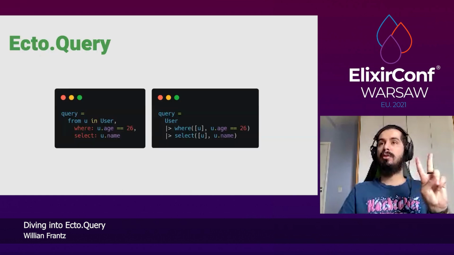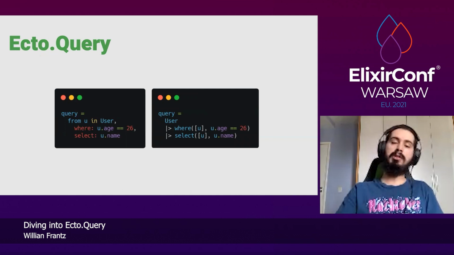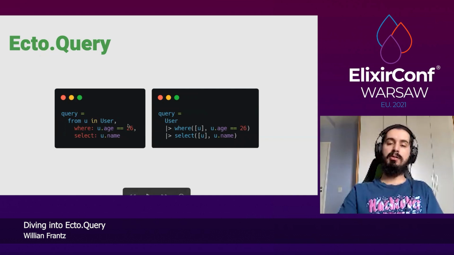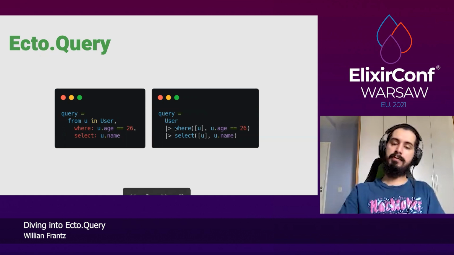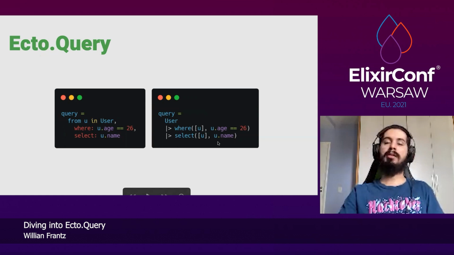Ecto.Query has two main syntaxes. They look just like these ones. So we have the macro-based query or the pipe-based query, where we have these macro functionalities like select, order by, group by, for example, and we can apply those macros in a pipe. So we can pipe all these macros to create a big query for us. In this case, we're looking for users that are age 26 and we want to select their names.